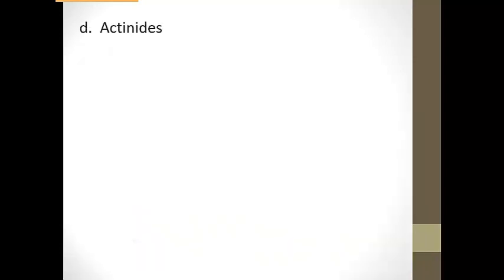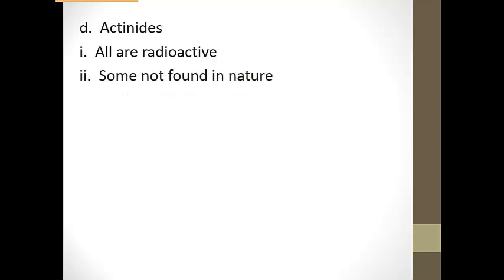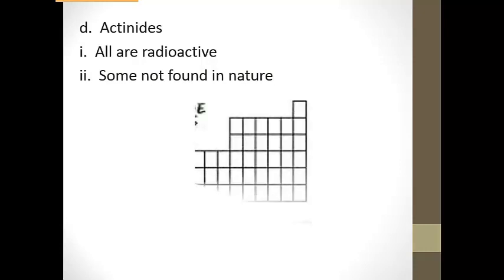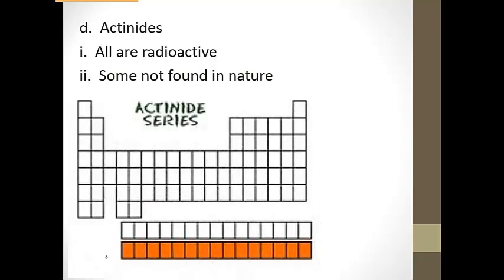And then the other period is called your actinides, and all of those are radioactive elements. You're going to find that's where uranium is, which is probably the most common radioactive element used in nuclear energy, and some are not found in nature. So some of those are man-made elements that we make in laboratories. So again, if you want to label your periodic table as we're going here, this bottom period is going to be called the actinides.